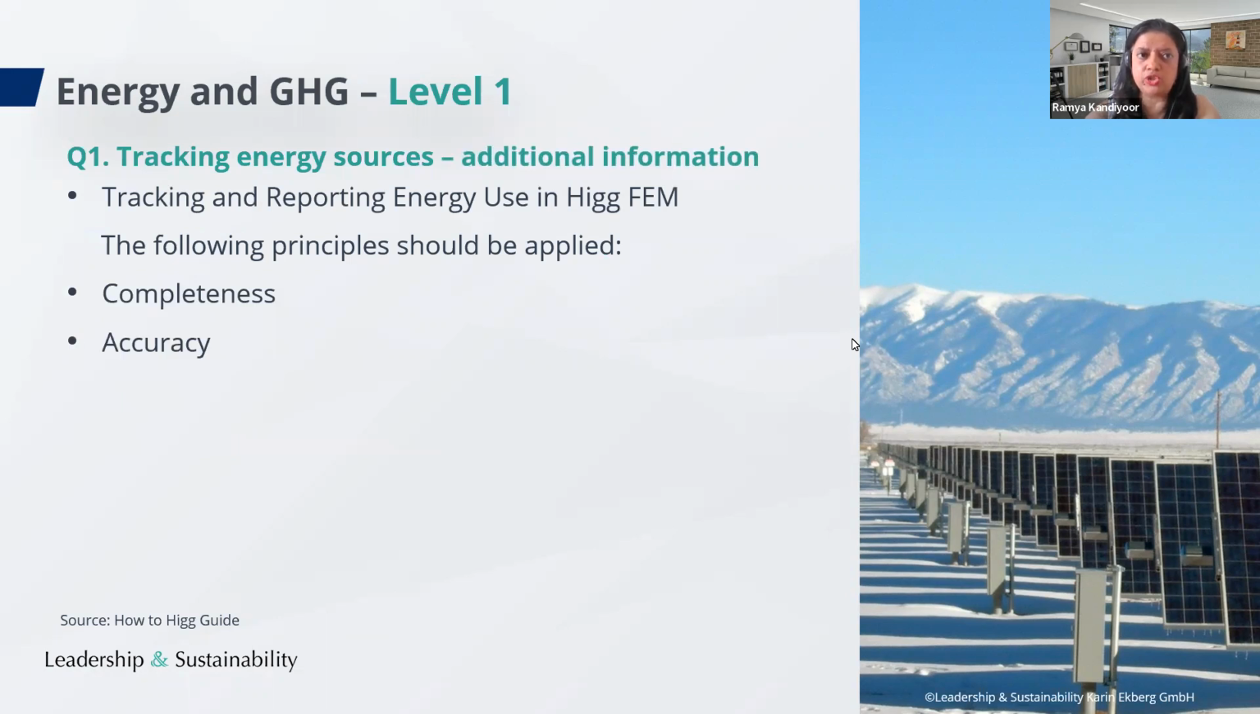So the following principles should be applied when you are reporting on any data. That is completeness. So the tracking and the reporting program should include all of the relevant sources as listed in the Higg FEM. Sources should not be excluded from data tracking and reporting. And it should also be based on materiality. When you're talking about accuracy, here you have to ensure that the data input into the energy tracking program is accurate. It is derived from a credible source. It could be calibrated meters. It could be established scientific measuring principles or engineering estimates, etc.